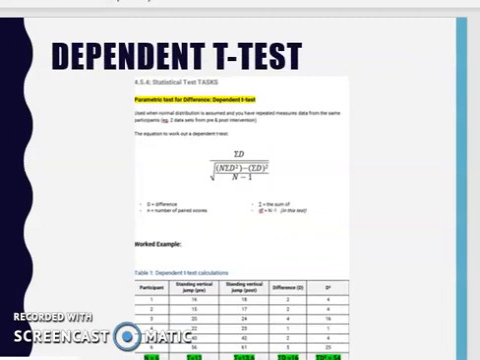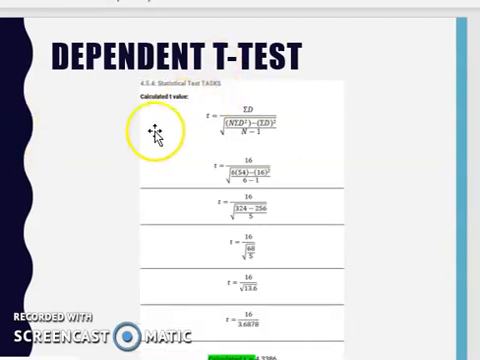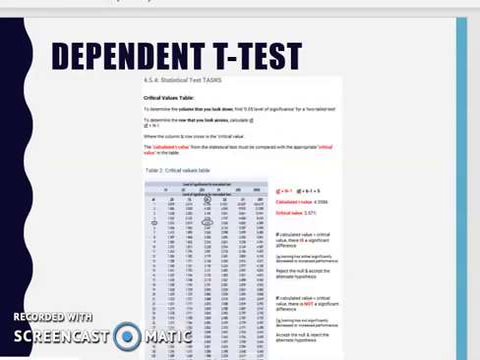Here's a dependent t-test. There is the equation used, and you work through it, and then you find out all the values. For instance, N is 6, and you go through for the rest of them, then you just put them into the equation, and then here it is put into the equation, and you work through it until you get your calculated value.